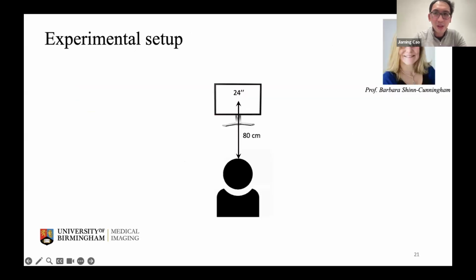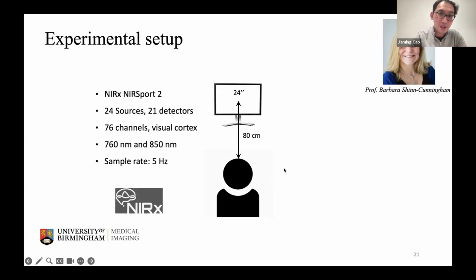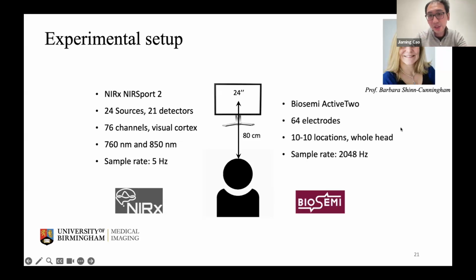So here's the experimental setup, and special thanks to Professor Barbara Shinn-Cunningham, who very kindly offered the lab space, and the personnel who helped us with the setup. Basically the subject would be seated in front of a monitor at a fixed distance. And simultaneously we measure NIRS, that is a NIRx NIRSport2 device. We're using 24 sources and 21 detectors, forming quite a lot of channels on the visual cortex. It is measured at two different wavelengths. And the EEG is a BioSemi system.